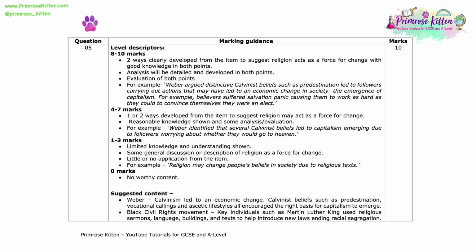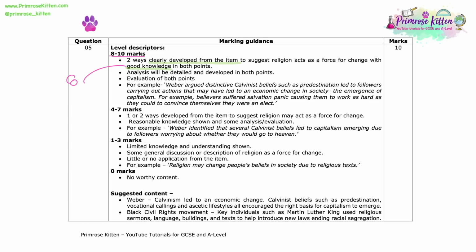So as usual, we can see on that 8 to 10 mark level descriptor that in order to get into the top band, both of our ways need to be clearly developed from the item. So we're going to refer to the item and we're going to specifically quote from it in order to argue religion acts as a force for change in society. Both of those have to have good knowledge. So although you are taking the idea of Weber and capitalism from the item, you are obviously then developing that with your own sociological knowledge.